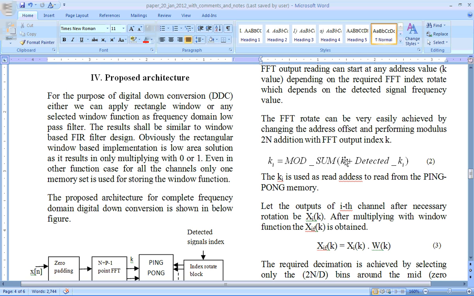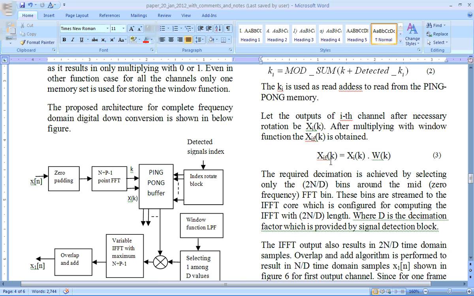Whatever the true k which is coming from the counter, with the rejected k we sum up and take a modular sum. Modular sum means what? Let's say only a 10-bit output is there. So if you make it 1024, it will become 0. That's what I mean by modular sum. The k of i is used as the read address to read the ping pong memory.